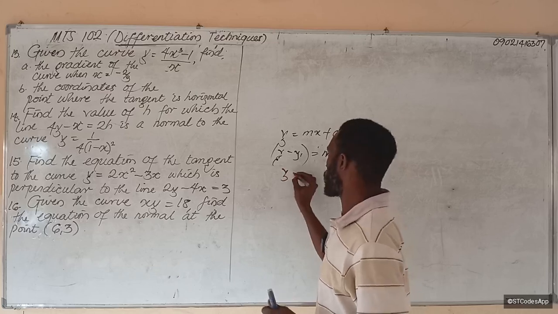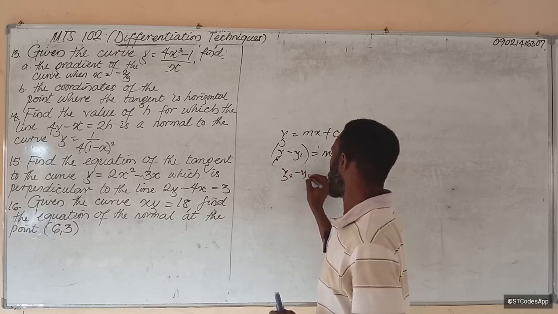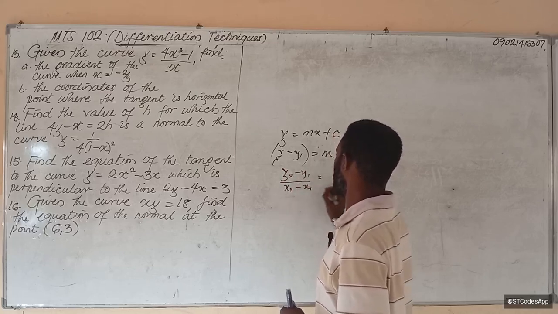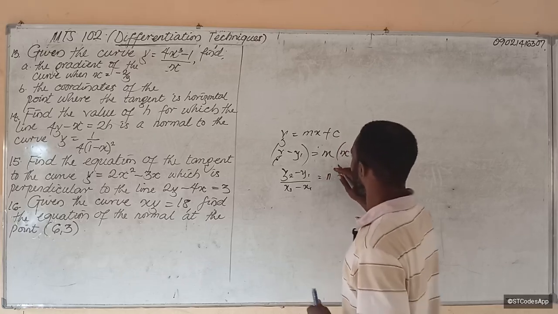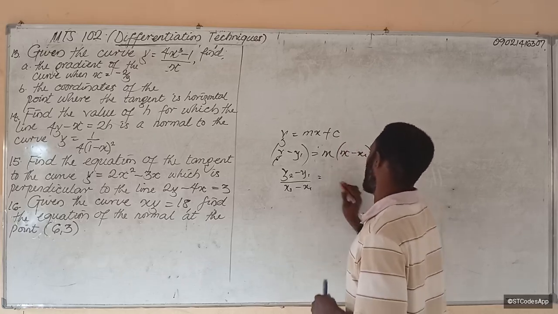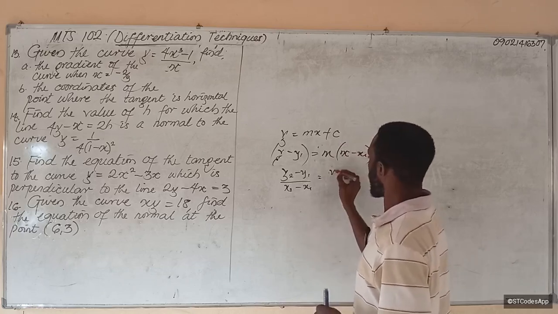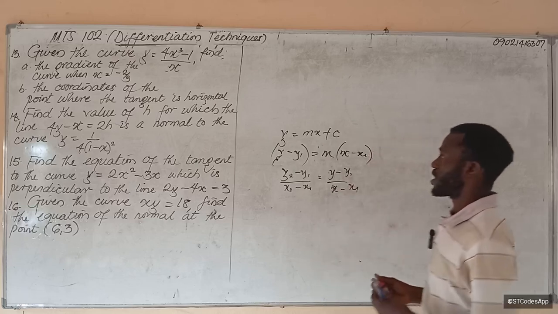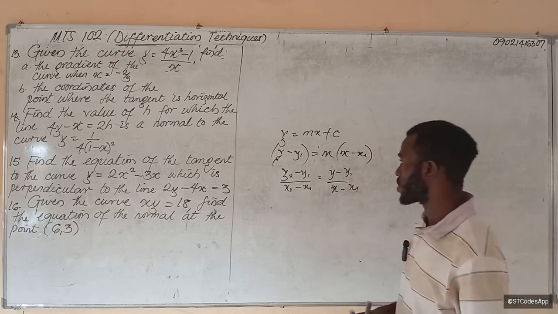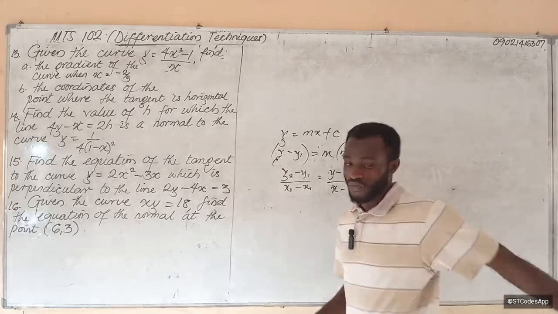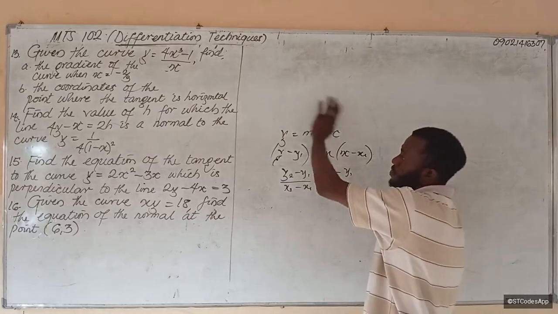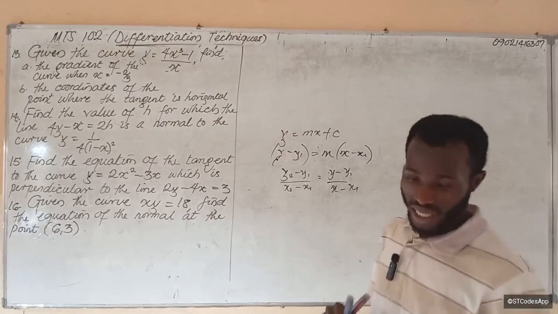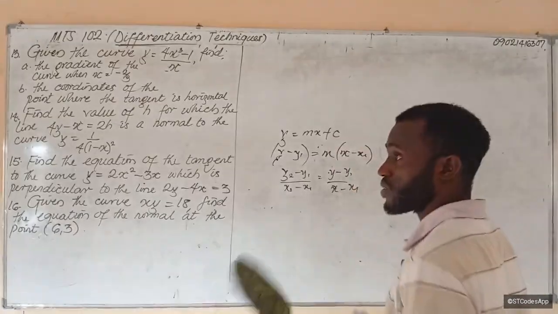The two point method will be y2 minus y1 over x2 minus x1 is equal to y minus y1 over x minus x1. So these are the three forms of the equation. You must know these three equations. Whenever you are given an equation of a line, you should convert it to the simplest form, which is the gradient and intercept method.